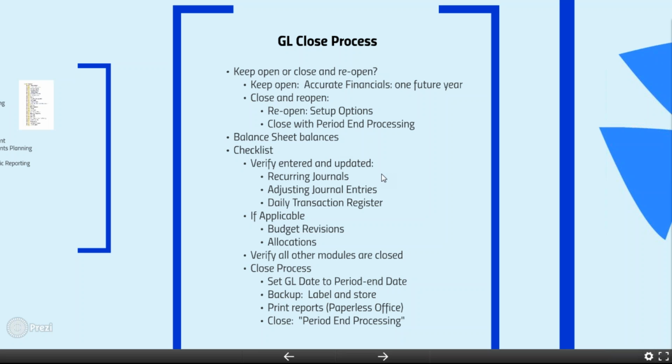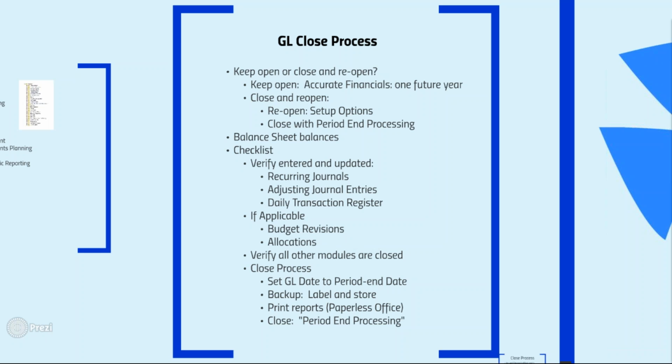Make sure that everything is updated and posted. If you do budget revisions, make sure that those are closed. Some people do allocations in the general ledger. It's a great feature. For example, if you want to take your overhead expense accounts and allocate it to the different divisions based on last month's earnings, there's lots of different options in automatically running those allocations. If you have it set up, don't forget to do your allocations.